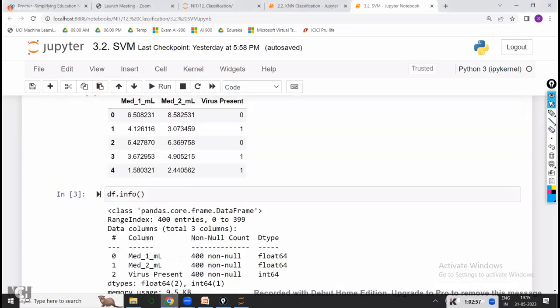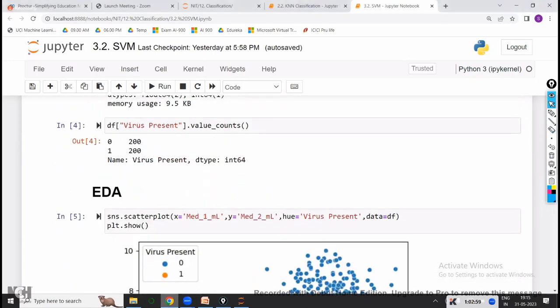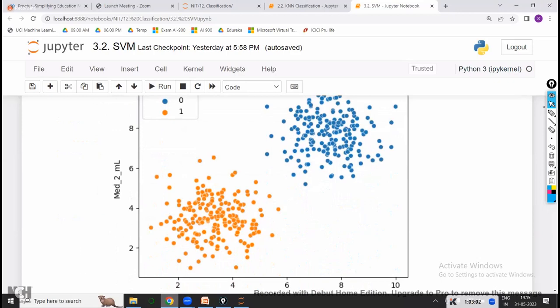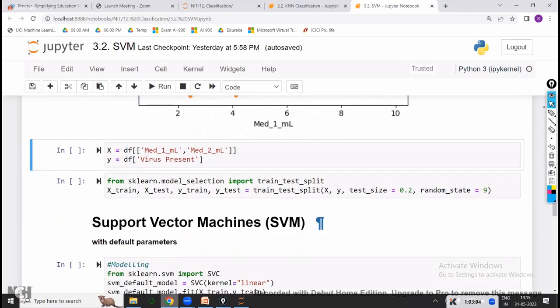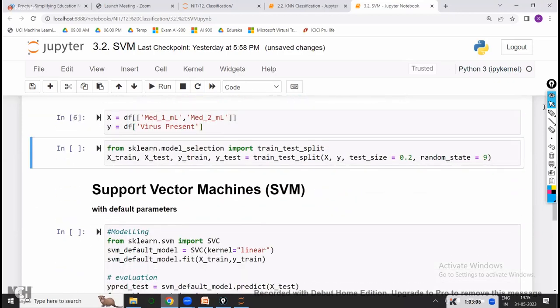Now, here we have the data set where I have applied the EDA, and the scatter plot is like this. Now, X is equal to this one, Y is equal to this one. There is no need for treating missing values, because in my data set, there are no missing values.